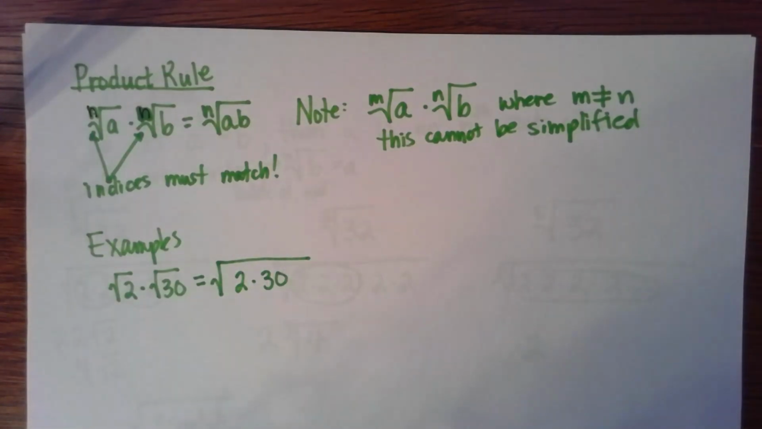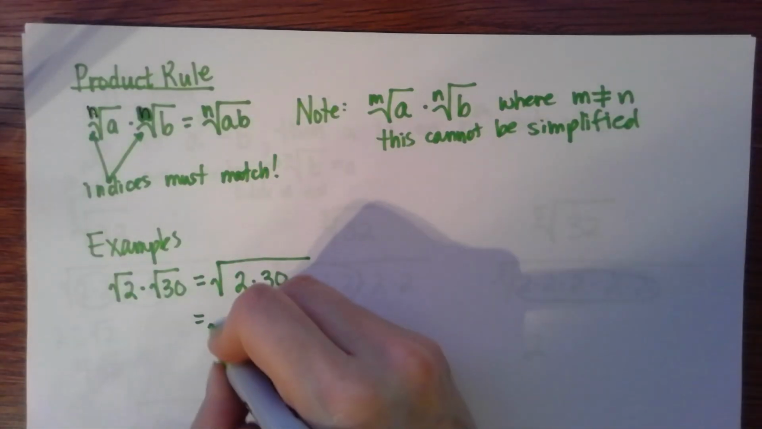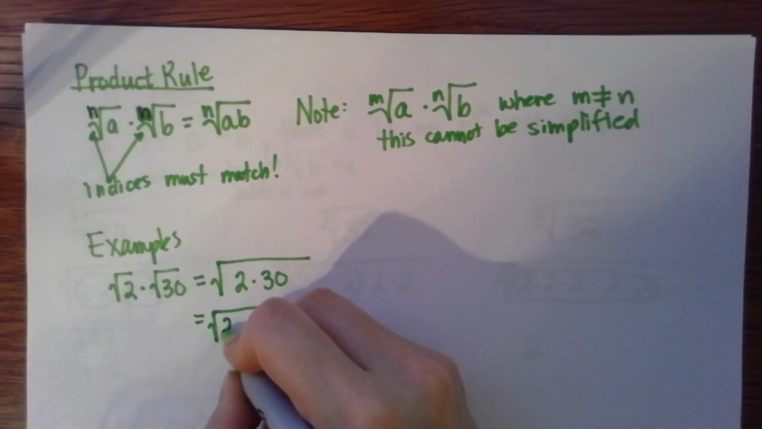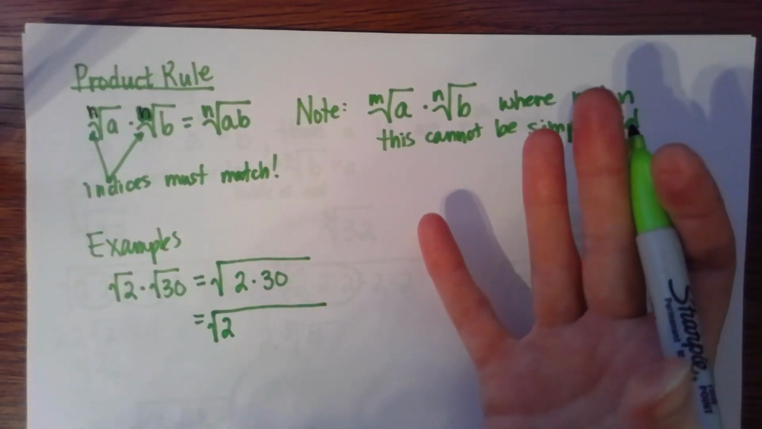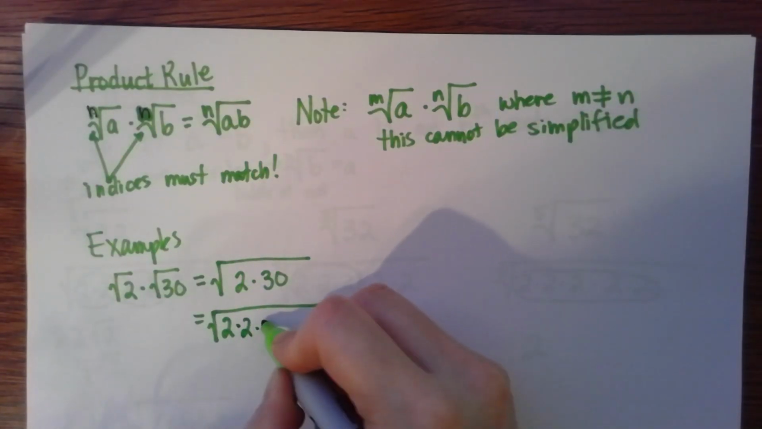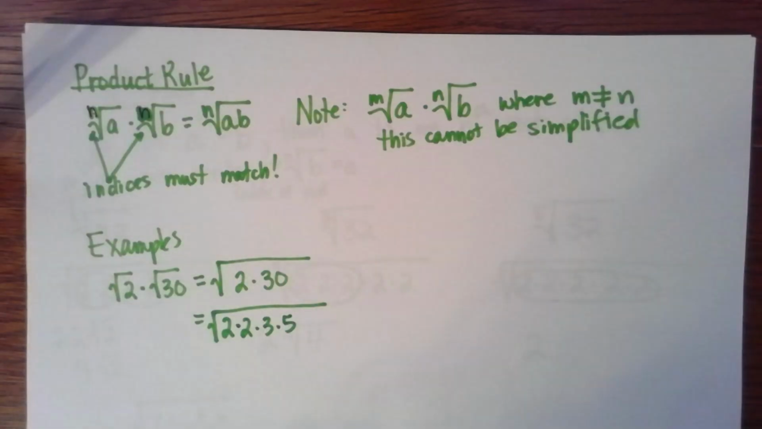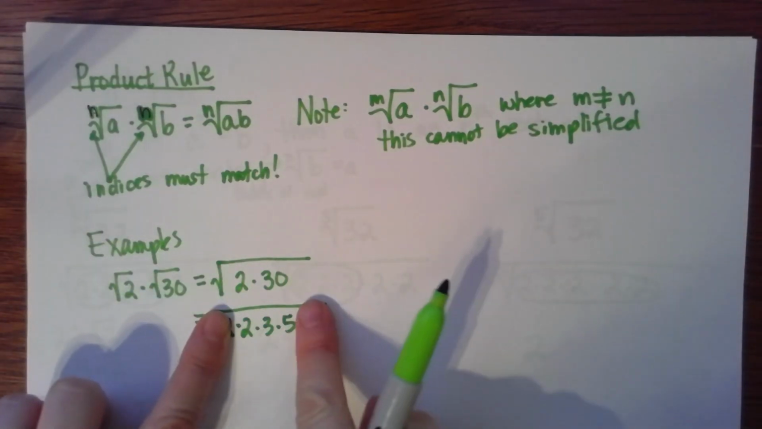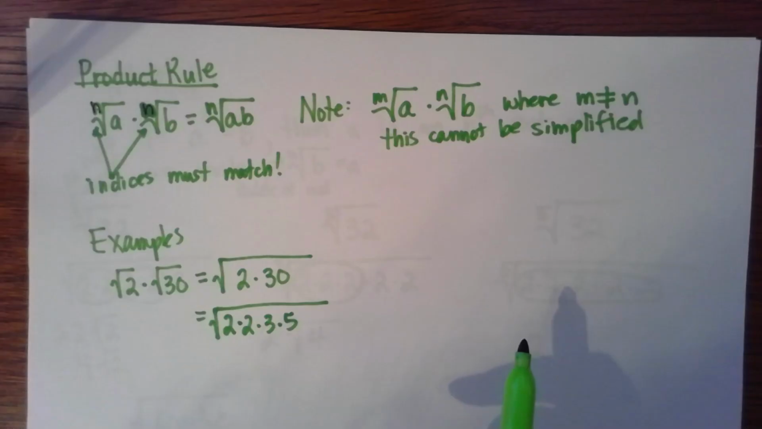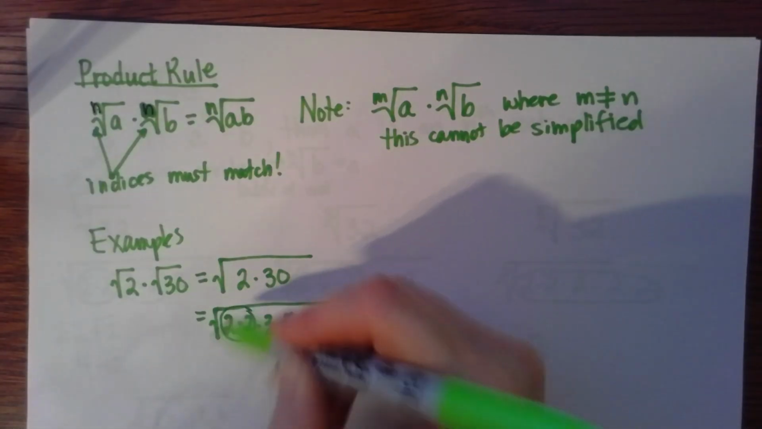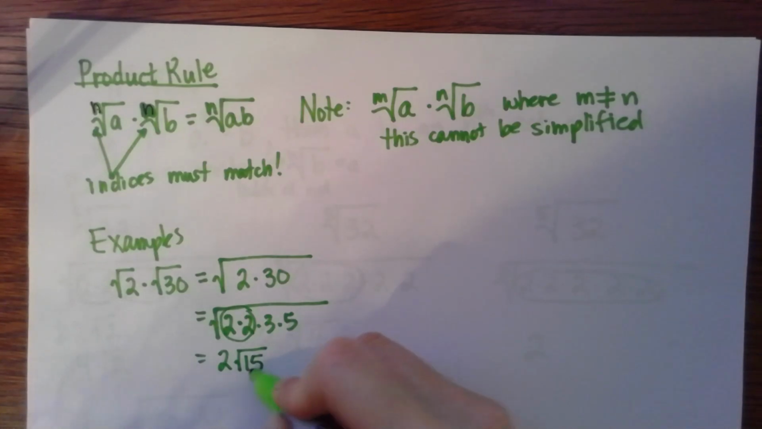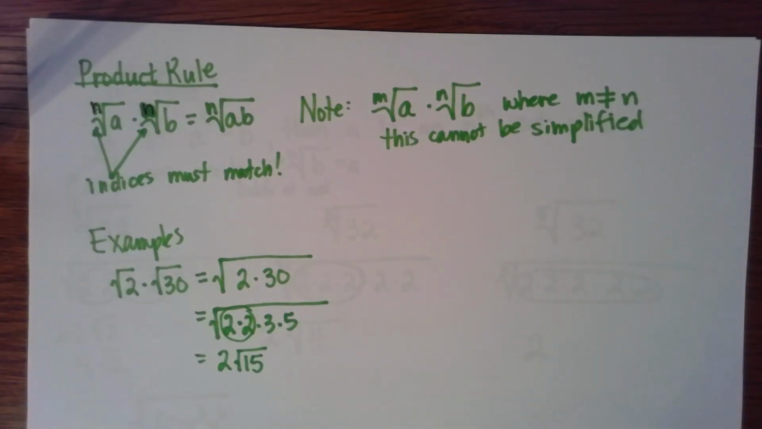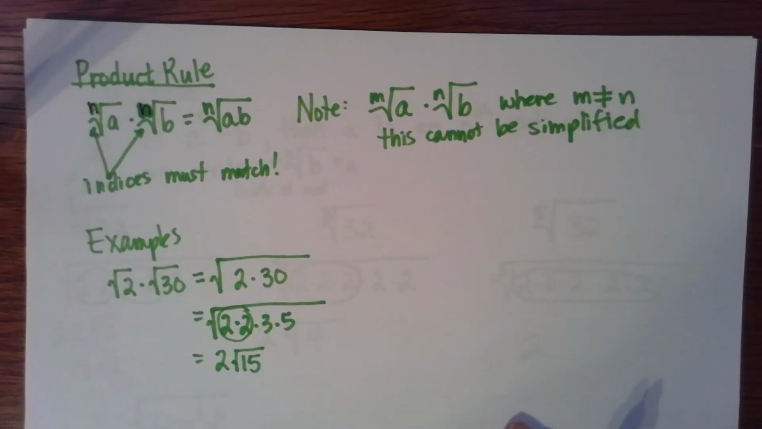Now, if I want to simplify that, then I know that I'm going to need to factor everything. So, okay, we've got 2, and then 30 is what? 6 times 5. 6 is 2 times 3, so that's going to be 2 times 3 times 5. All right, there's my 2, and there's my 30. And now I see I've got a group of 2 2s, so this will simplify to 2 square root of 15.